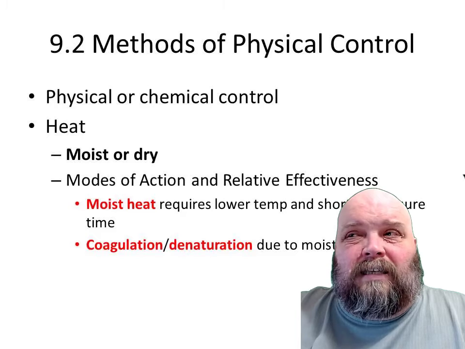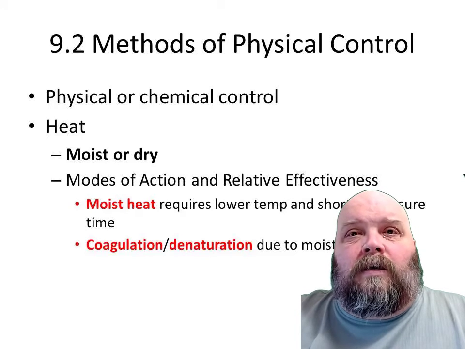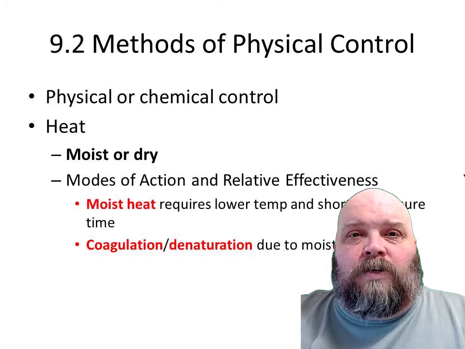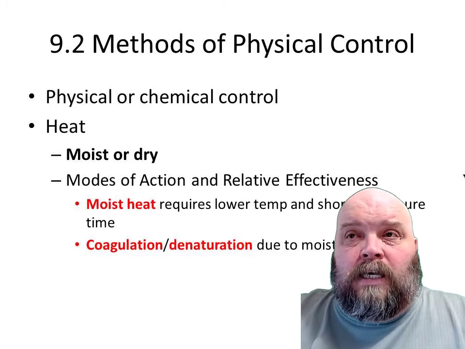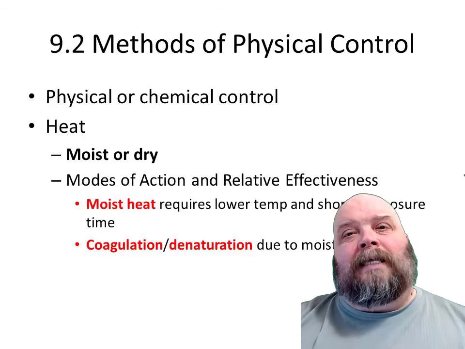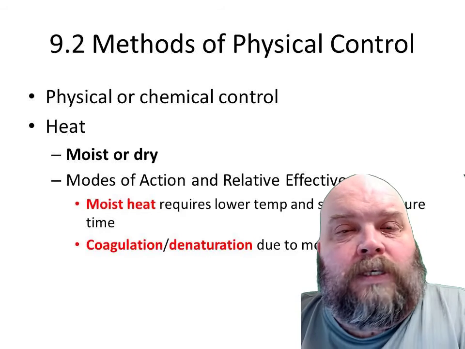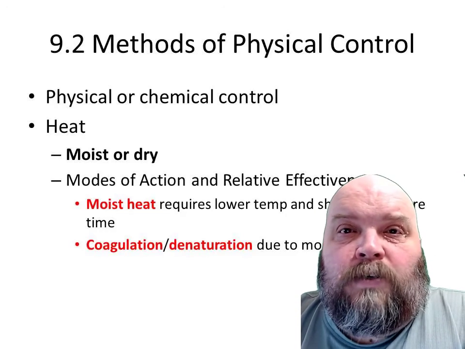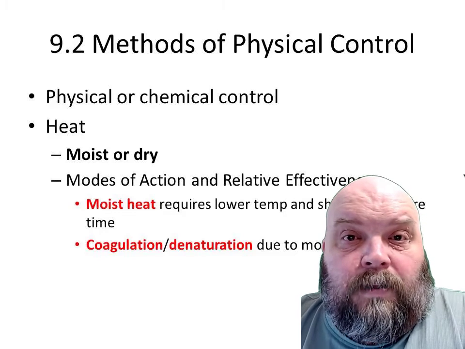Can't uncook an egg. Literally, that's what you're doing. When you cook an egg and you sit there and watch it go from a clearish liquid to white opaque, you denature the proteins and you force them to coagulate. Well, moist heat, that's what you're doing, but you're doing it at the cellular level.